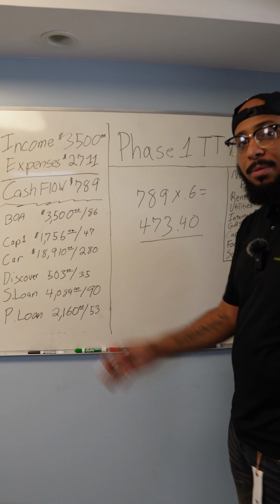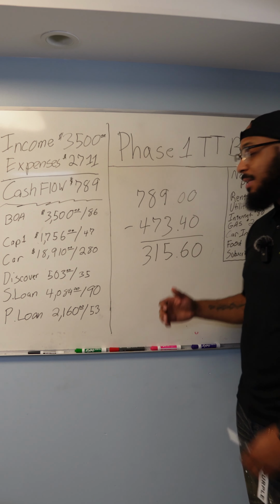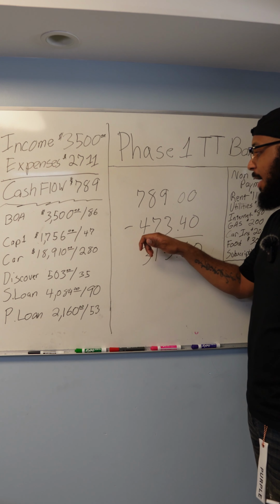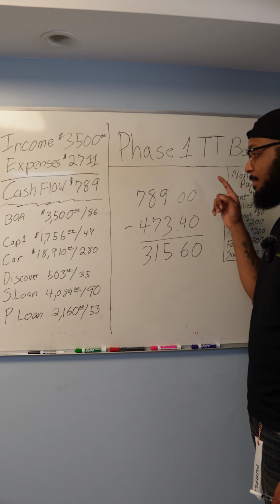Now, what do you do with the extra money? You're probably asking, what do you do with the extra funds, what's left over from this 789? All right, so now we've got the 789. We took out our extra money that we're going to use to do phase one of the treetop banking system, to smash out the debt.